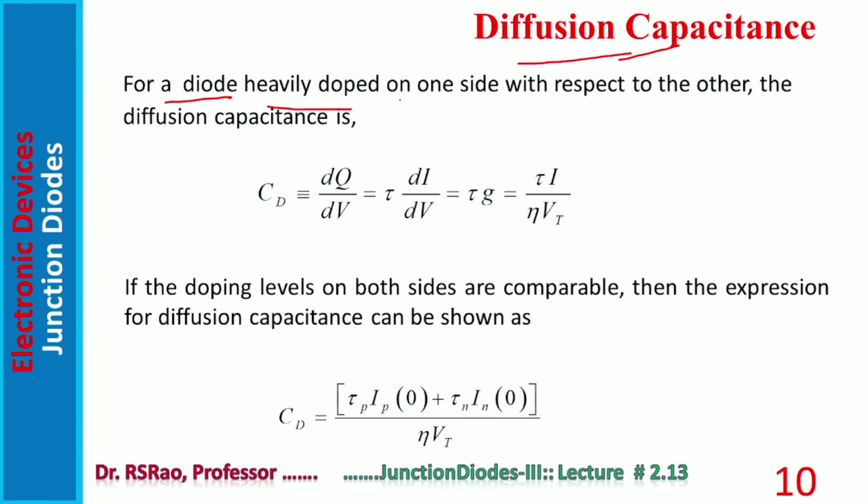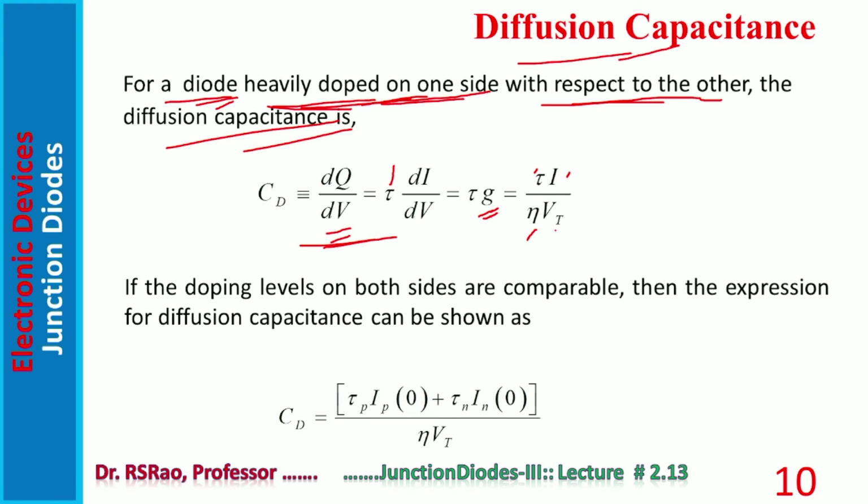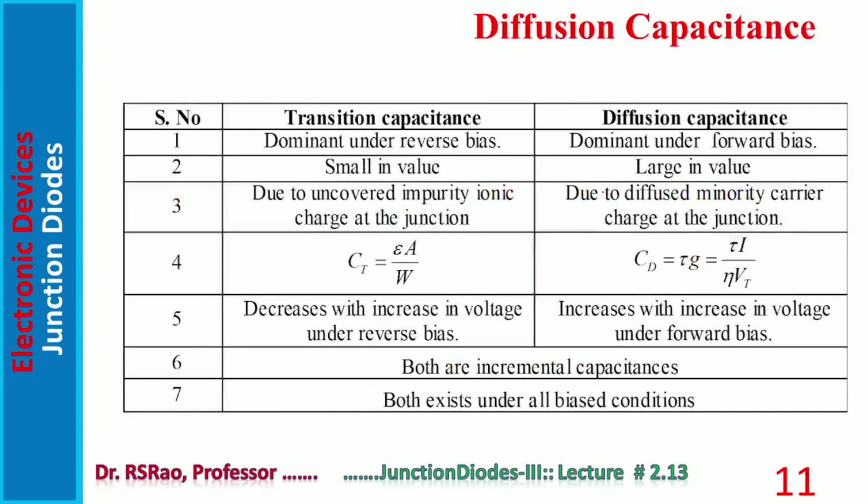For a diode heavily doped on one side with respect to the other, the diffusion capacitance is as follows. Definition has been given in the previous slide. When we apply this definition to a diode heavily doped on one side with respect to the other, then one can show CD is equal to tau di by dv. Tau means lifetime. di by dv means G, conductance of the diode. So it is equal to tau multiplied by G, and in terms of current, it turns out to be tau I by eta Vt. Vt is the voltage equivalent of temperature, 26 millivolts at room temperature.